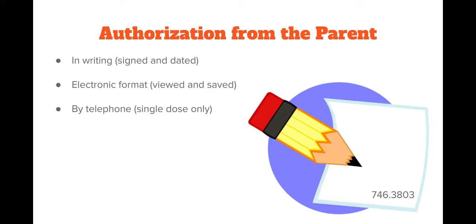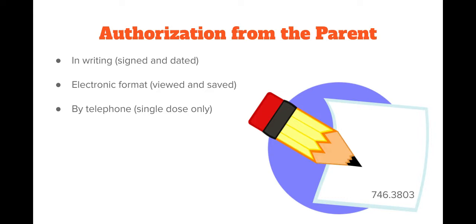You can also get authorization in electronic format, such as an email, but it needs to be something that can be viewed and saved. And in our facility, we'll accept it as long as we can save it and print it and put it in their file. The other way you can get authorization on a limited basis is by telephone. So if a parent would call, they can give you authorization for a single dose only. And again, it's for a medicine that they have already brought in the past. So these are the ways that you can get authorization.